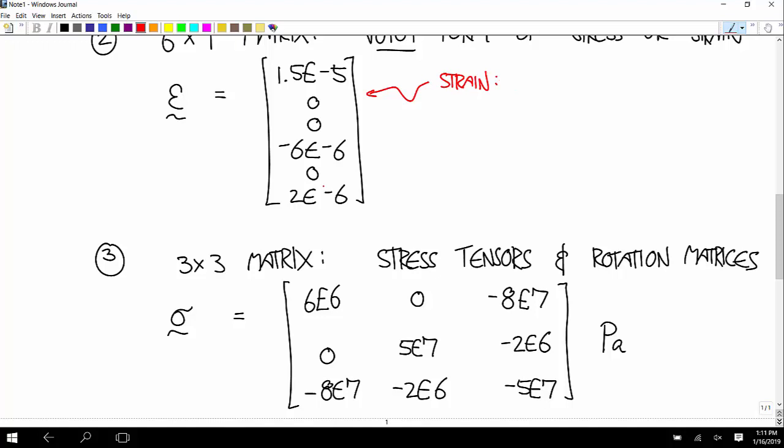And notice that those values are tiny. That's because engineering materials cannot deform very much before they get out of the range of deformations that are allowable in this class.